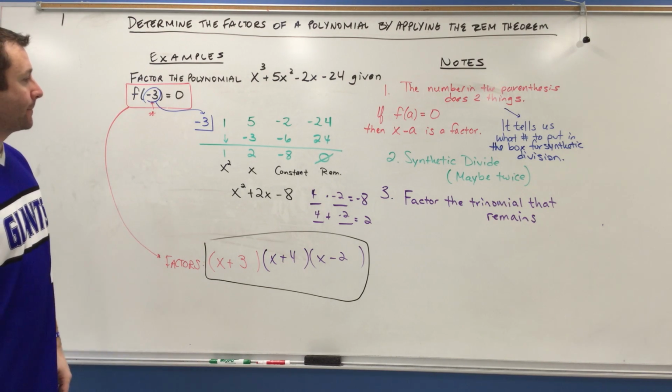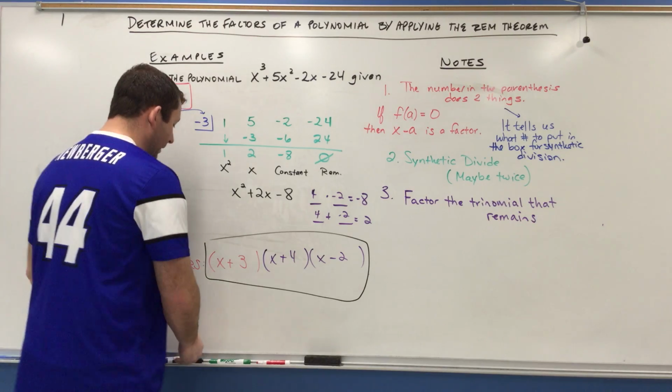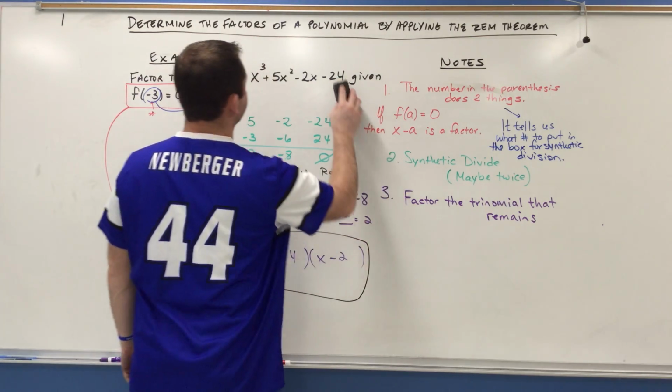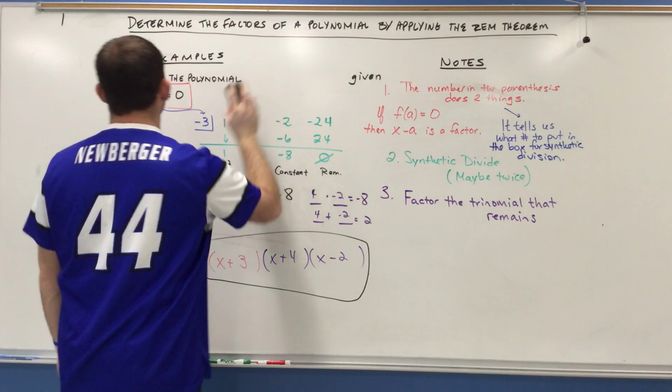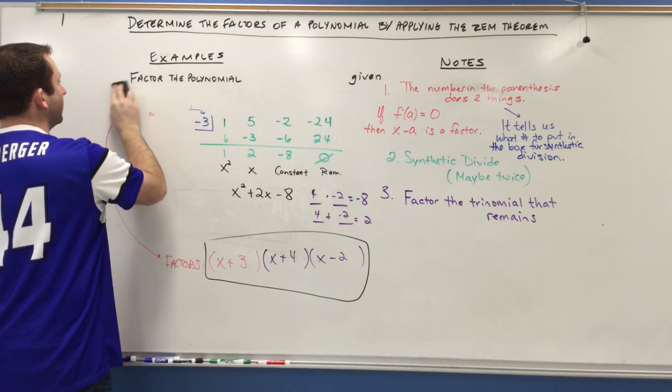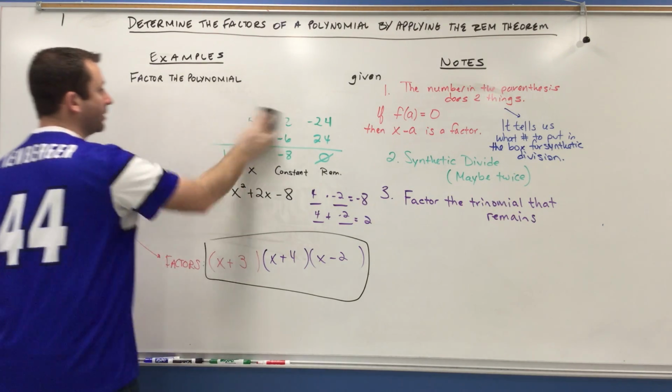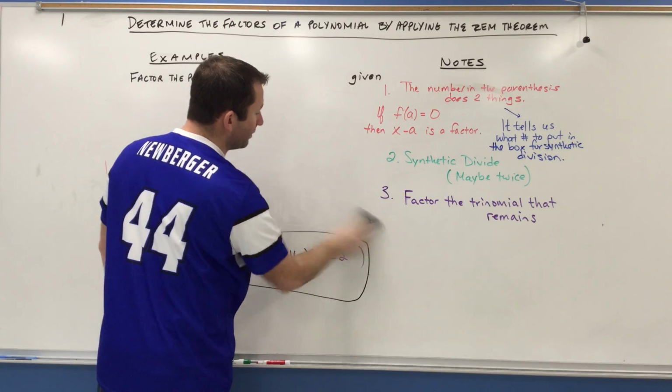Okay? Cool. Let's move on to the second one, the second example here. All right, we're going to change the polynomial around. They're going to give us some new information. You're going to see they're going to give us actually two of the factors.